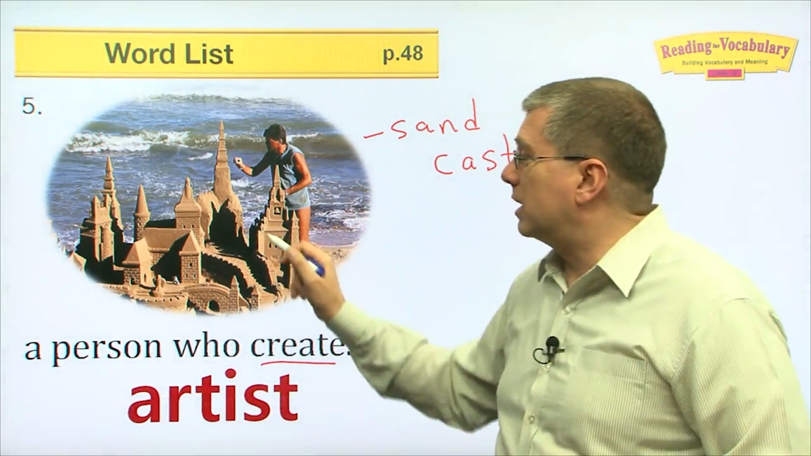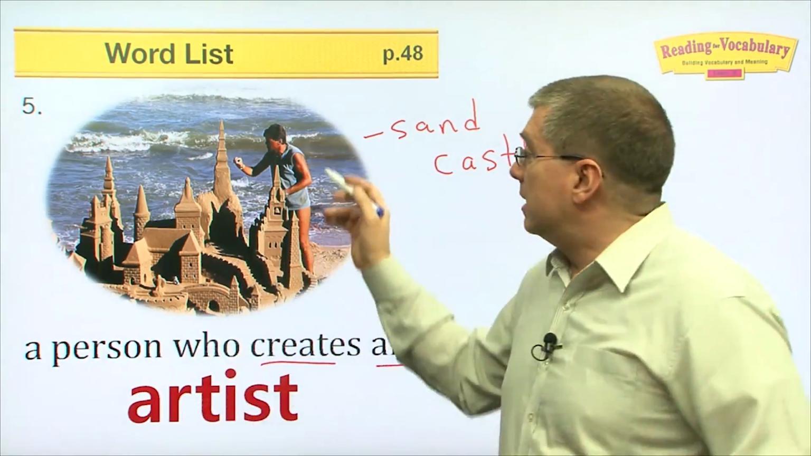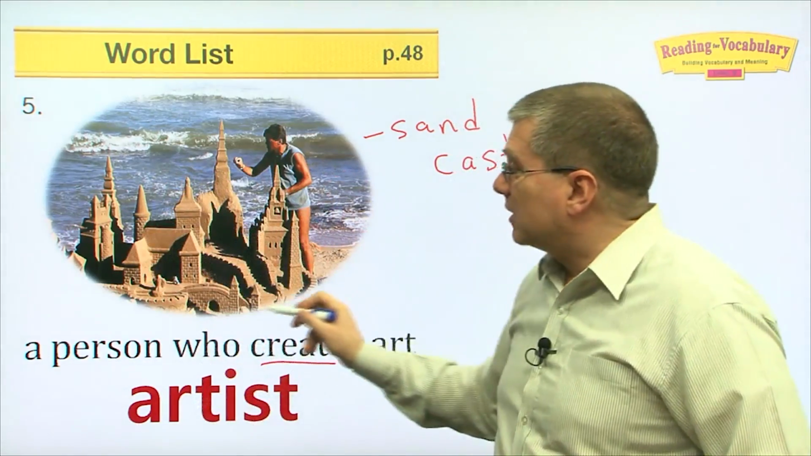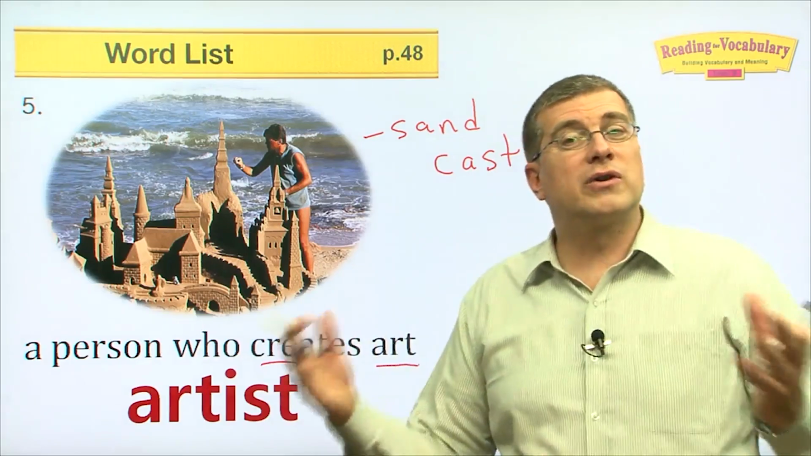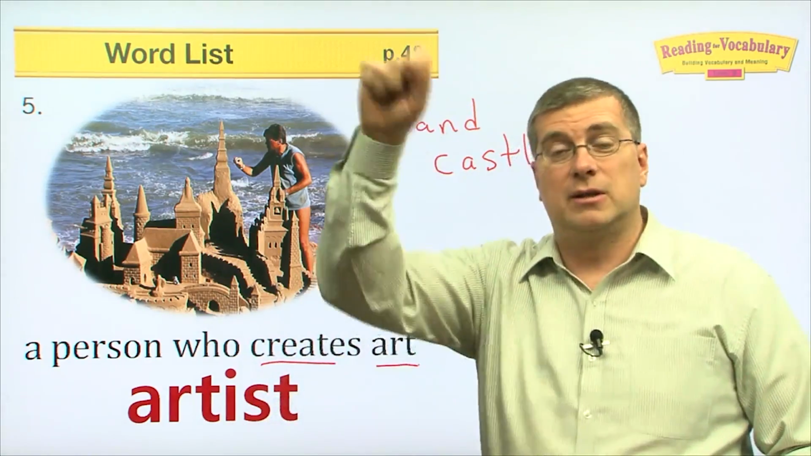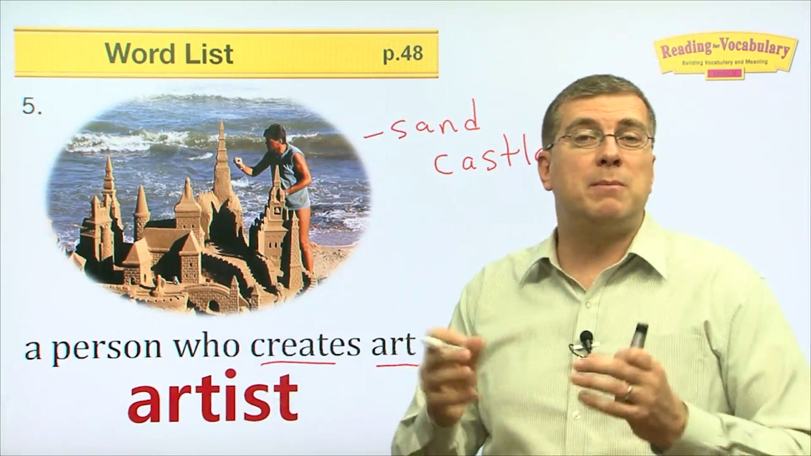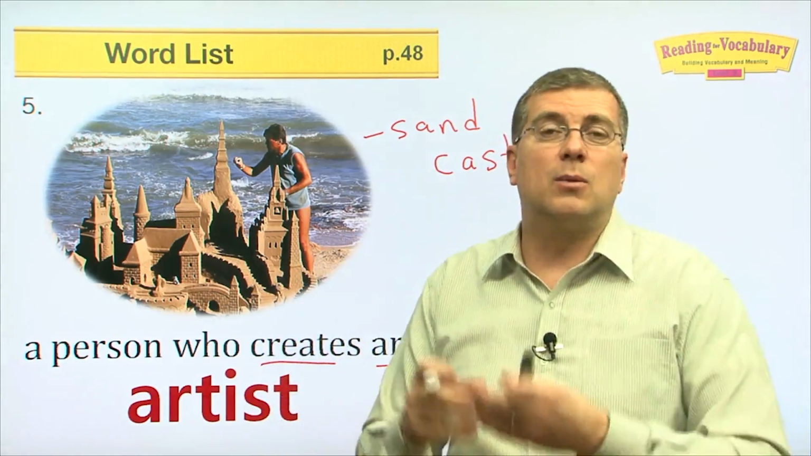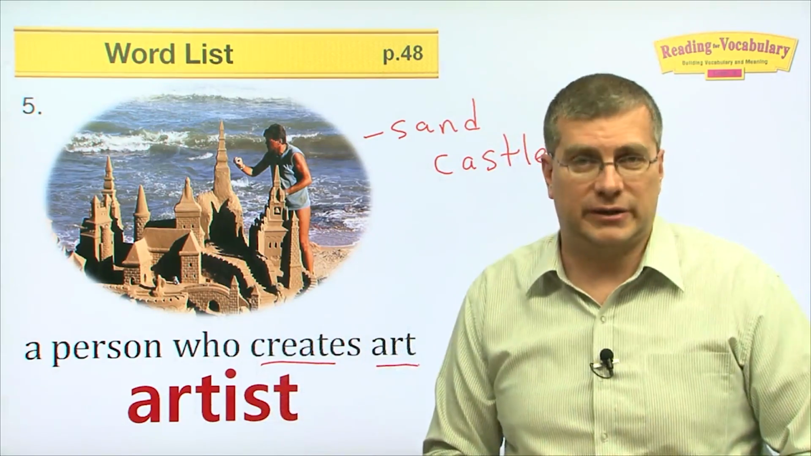So he's an artist. Now, artists make many different things. This man is making a sand castle. It looks like art. It's very beautiful. But of course, artists also paint, right? They can also make music. We call these people who create things that we like and we enjoy, that are beautiful, we call them artists.